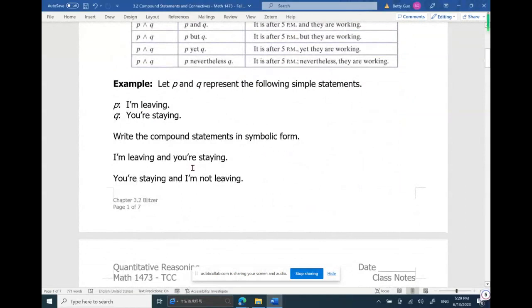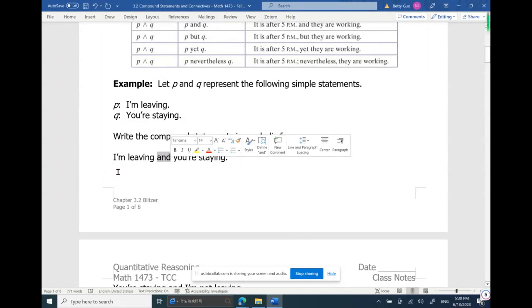Let's look at this example. P and Q are given. P is the statement that I'm leaving. Q is the statement that you're staying. We are going to use the connective symbols to write the compound statements. Let's see this one: I'm leaving and you are staying. The connective here is and, right? So we are going to have a conjunction, P and Q.